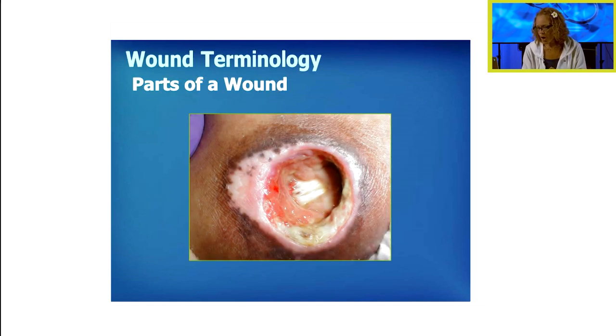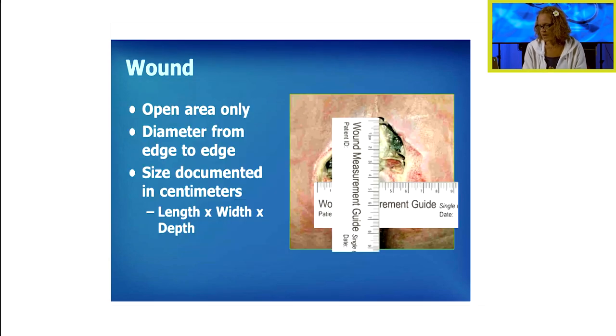We're going to talk about parts of a wound and some terminology here. So when we measure a wound, we're really only measuring the open area. And we measure the diameter from edge to edge, and then we document the size in centimeters. So what we're going to be documenting is the length of the wound, the width, and the depth. And I'm going to show you some examples of what this looks like.